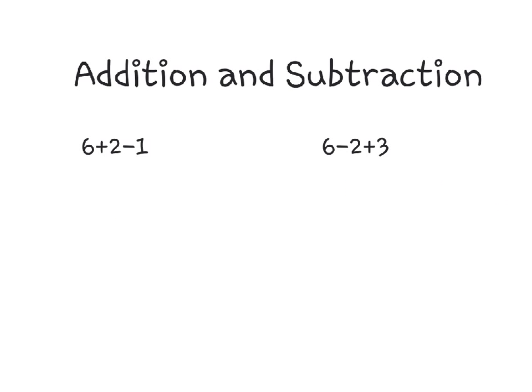Our very last step is going to be addition and subtraction. Just like multiplication and division, they're on the same level. So again, we're going to work from the left to the right. So, let's look at example 1. 6 plus 2 minus 1. Starting from the left, we're going to work 6 plus 2, which is 8, and then move on to minus 1, which is going to equal 7.